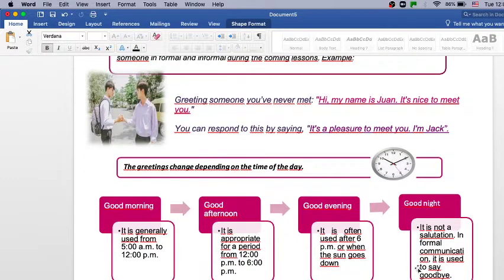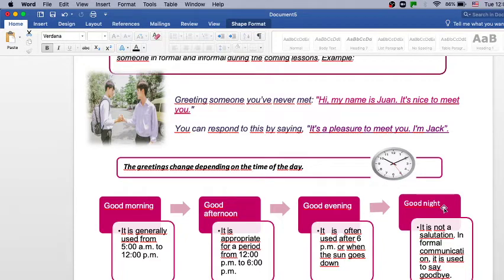The greetings can change depending on the time of the day. From 5 o'clock to 12 p.m., we generally use good morning. From 12 to 6 p.m., we generally use good afternoon. And after 6 p.m. or when the sun goes down, we use good evening. Good night is not a salutation, it's not a greeting. It is used to say goodbye.